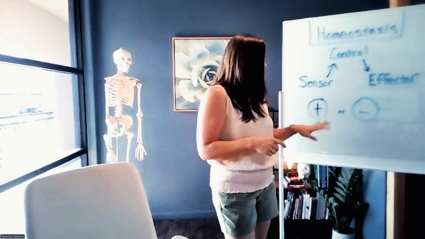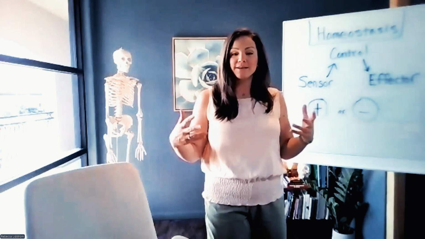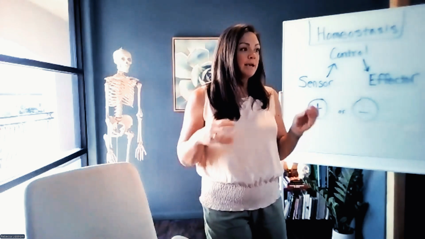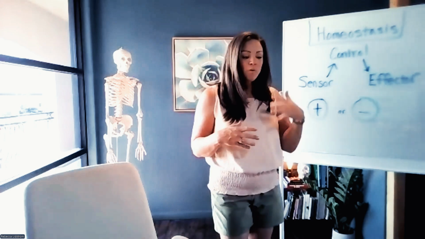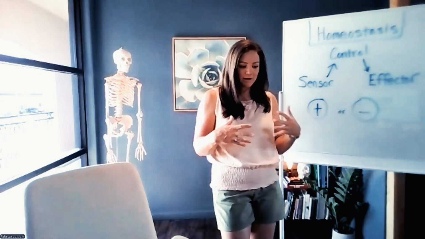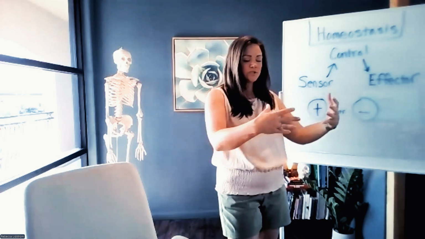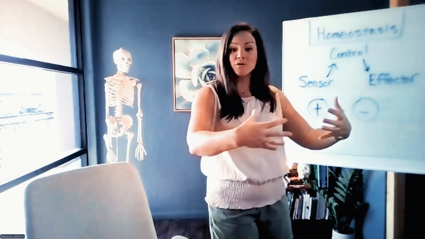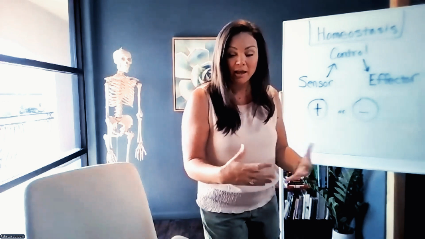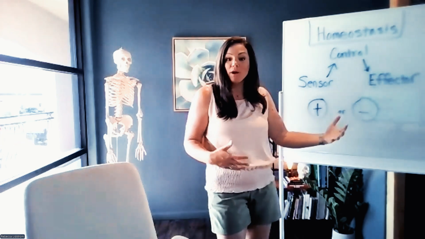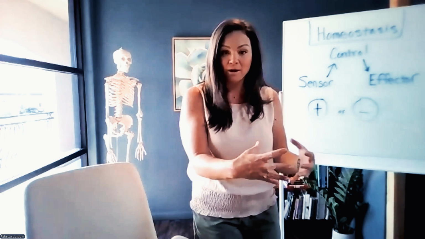Let's give some examples. So for positive feedback, one of the examples, let's talk about a stampede. So if we have a stampede of cows, and one cow starts the stampede, more cows are going to join in and start running. So the stimulus is the one cow running, the response are more cows running.